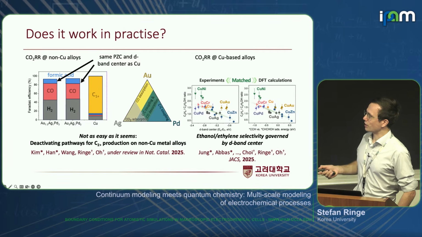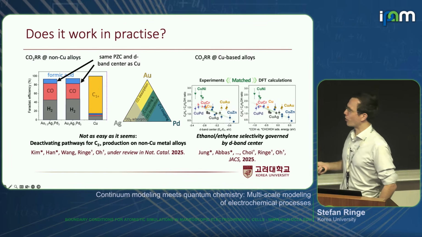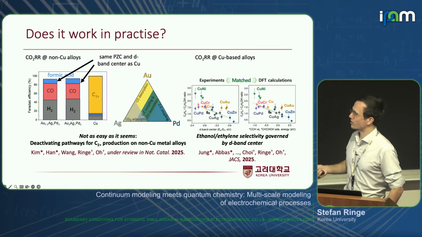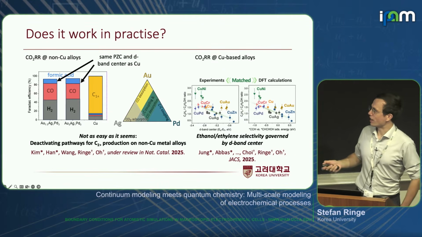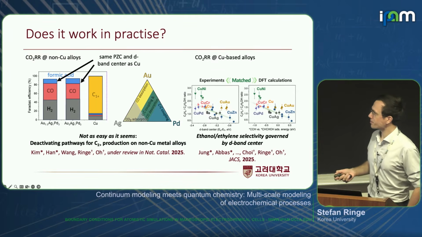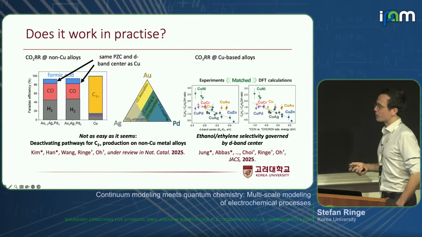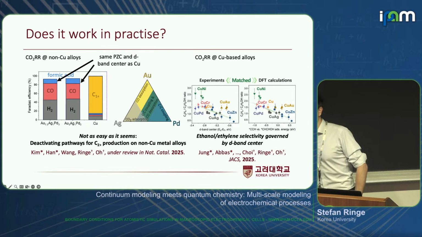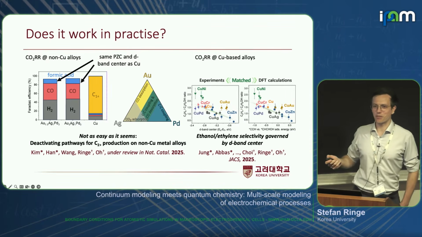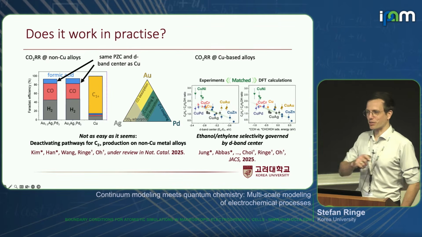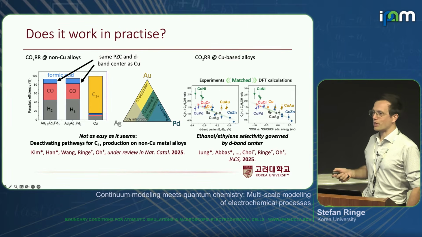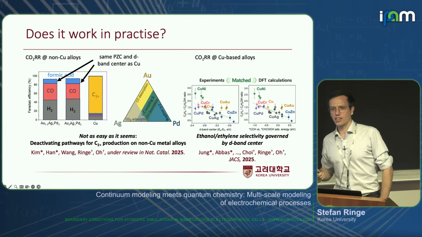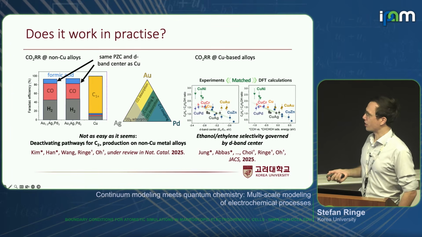But as you see, the selectivity is completely different from copper. Copper gives C1 plus products. They don't give it. They still give CO and hydrogen, and actually also formic acid. So this was, of course, in some way disappointing, because it seems that reality is much more complicated than for these bare transition metals. But we then went ahead and did all these charge-dependent free energy pathway calculations.